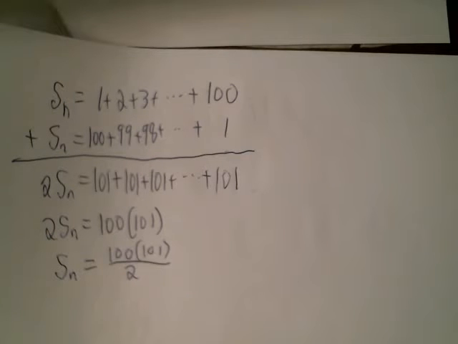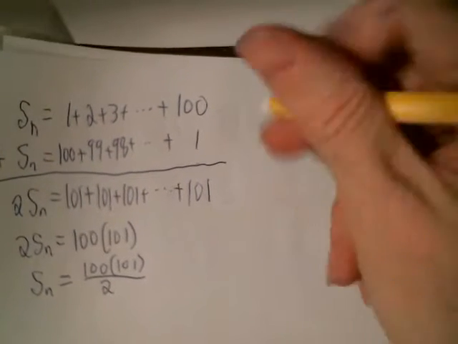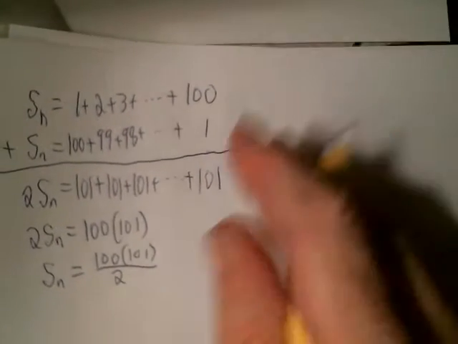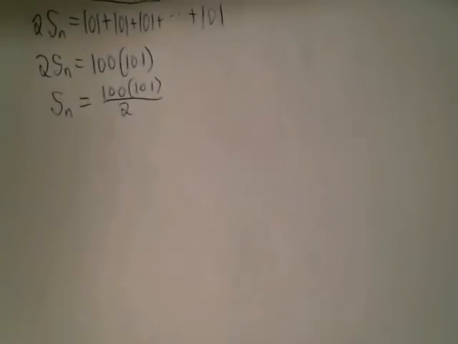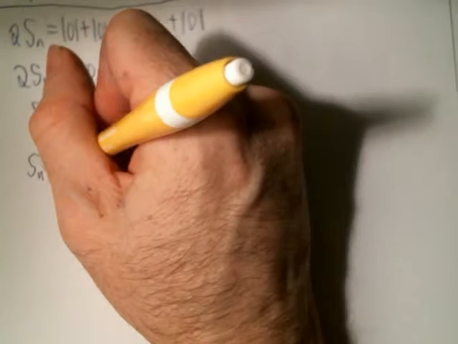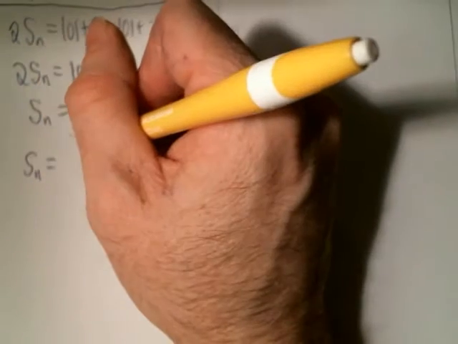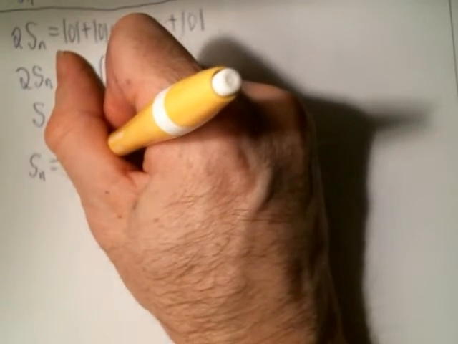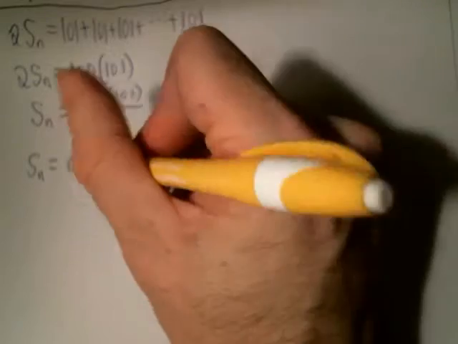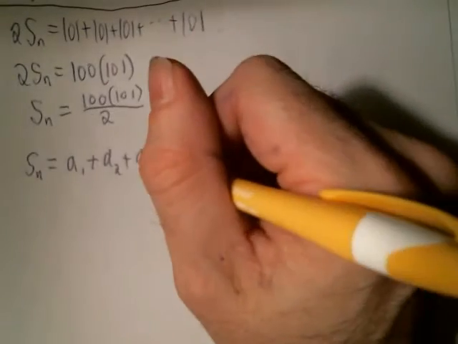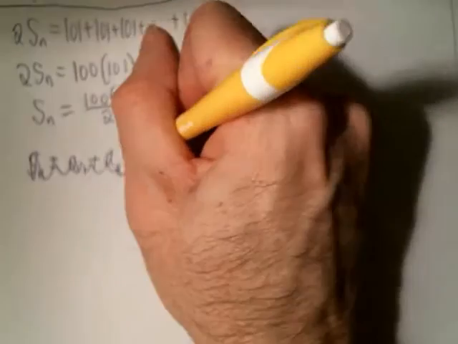We could do the same procedure in general with any arithmetic sum. So I could say, instead of this, let's keep it in terms of the formulas. a sub 1 plus a sub 2 plus a sub 3. How does this work? I've kind of forgotten how it works.